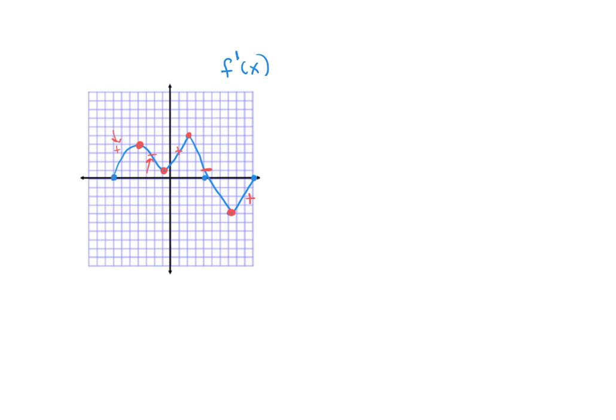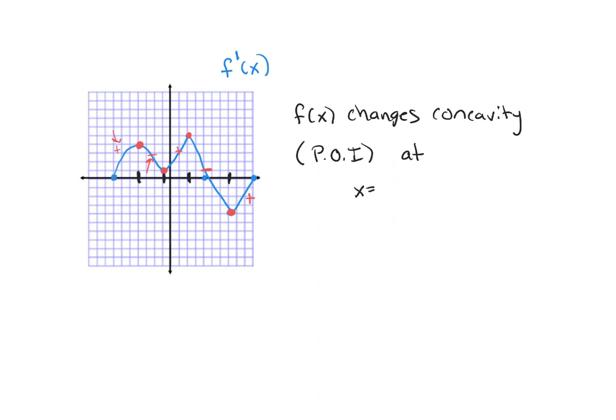And our statement is always about f of x. So f of x changes concavity or has points of inflection at this x, this one, and, I didn't draw that one very clearly, let's say here. So that would be at x equals -4, x equals -1, x equals 2, and x equals 7.